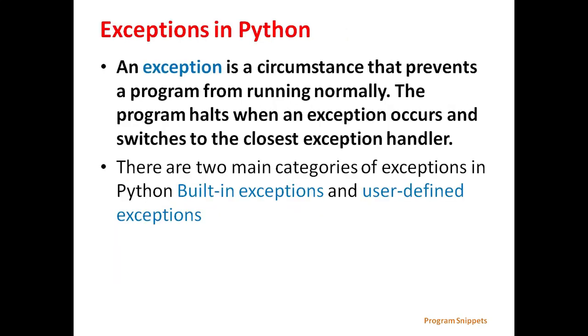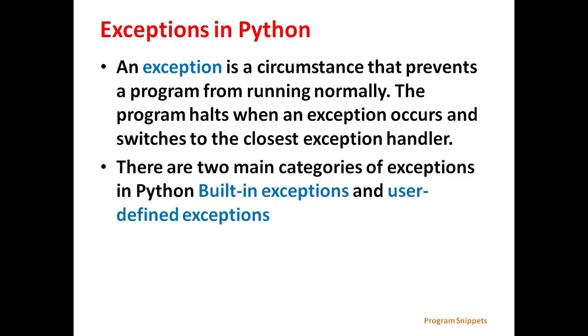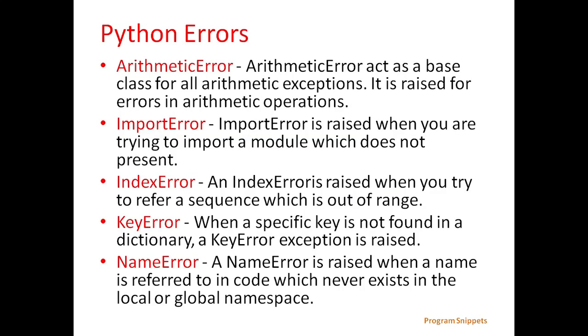An exception is a circumstance that prevents a program from running normally. The program halts when an exception occurs and switches to the closest exception handler. There are two main categories of exceptions in Python: built-in exceptions and user-defined exceptions. Here we will see different Python errors.